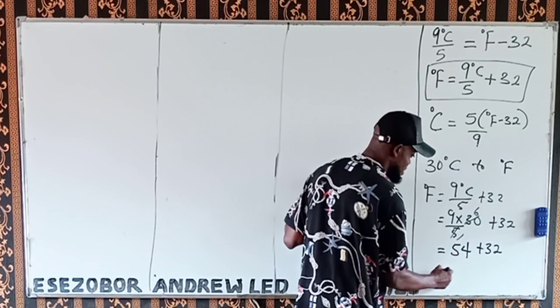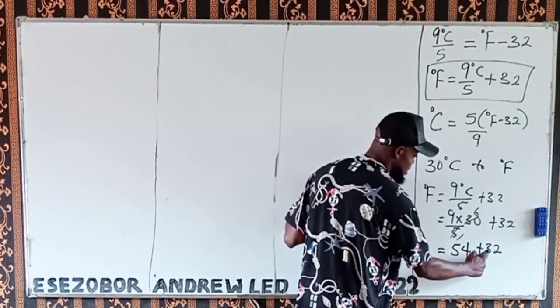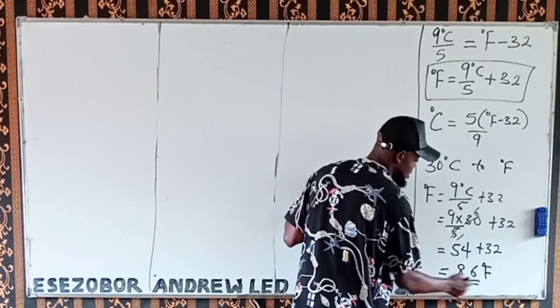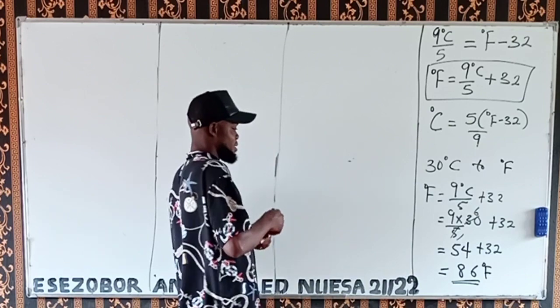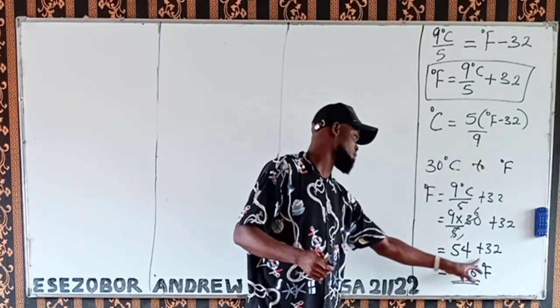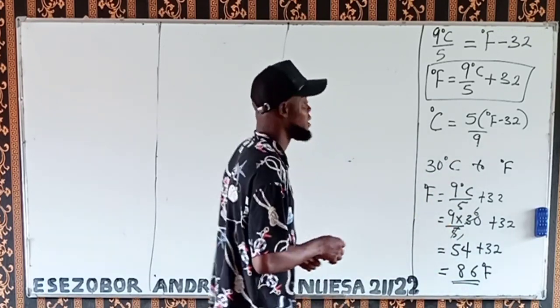4 plus 2, that's 6. Then 5 plus 3 gives us 8. That's 86 degrees Fahrenheit. So 30 degrees Celsius is equivalent to 86 degrees Fahrenheit. So you just see the conversion. This is how it is done mathematically.